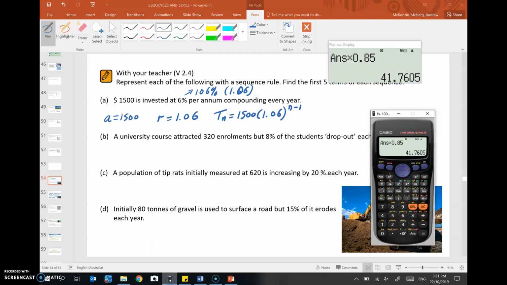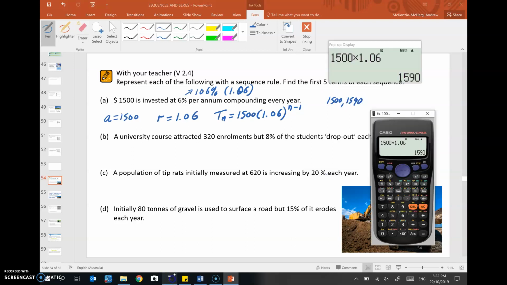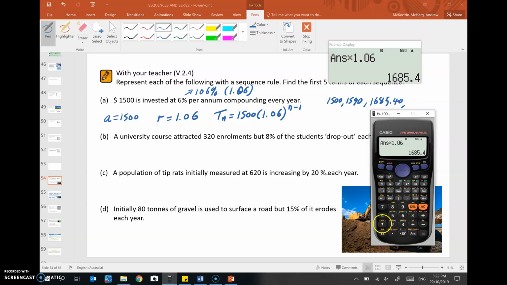In order to determine the first 5 terms, we'll put that first term in, 1,500. Now I'm just going to multiply that by 1.06 to get the next term, which is 1,590. So let's write those two down. We start with 1,500, then 1,590. Then straight away I'm going to multiply by 1.06 again, and that takes us up to 1,685.40. And just keep doing that until we get the first 5 terms.